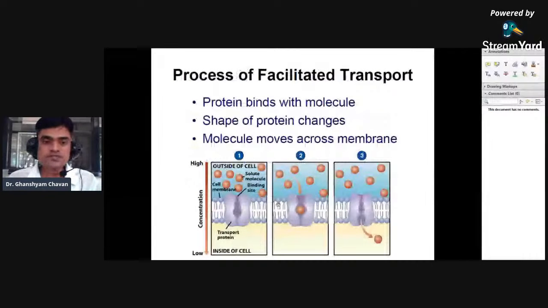Here in this figure, you can understand how it works, the process of facilitated transport. The protein binds with the molecule and the shape of the protein changes. Once that specific protein binds with the molecule, for example a G protein in G protein coupled receptors, it binds with that molecule, agent or chemical, changes its shape, and the molecule moves across the membrane. In this fashion, the solute molecules outside the cell bind here, and due to which they enter the cell.